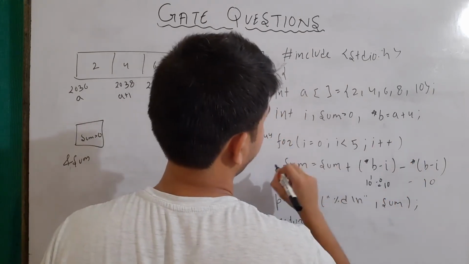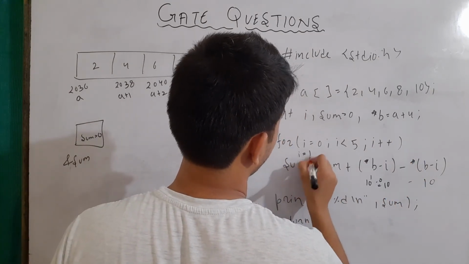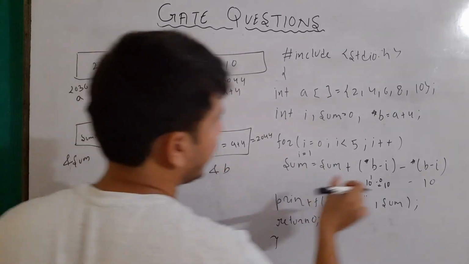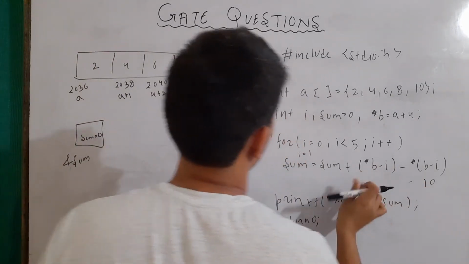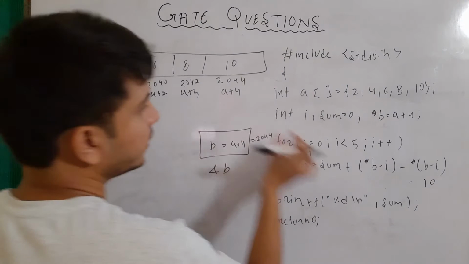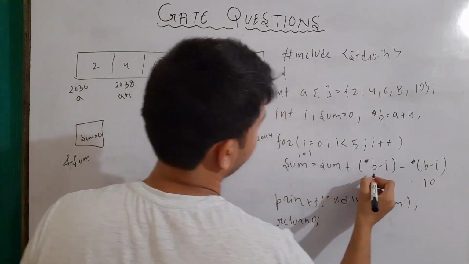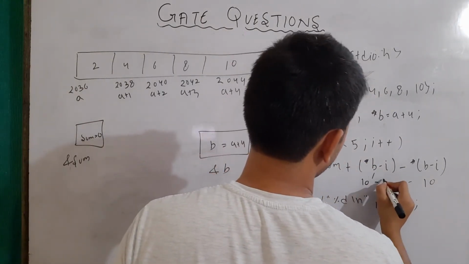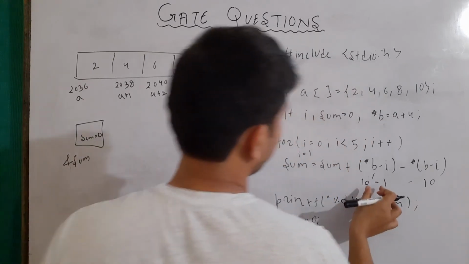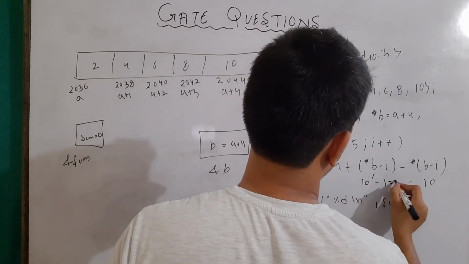Then there will be the next iteration of our loop. I will be incremented and I will become 1. Okay, I will be 1. Then it is written asterisk b minus I. So b is currently pointing to the same memory location, then it is minus I. Now this is 10 and I is 1. So this will be 10 minus 1, which means 9, right?